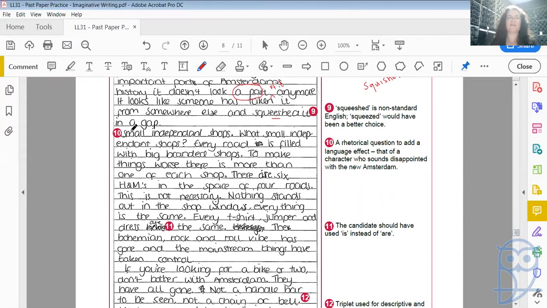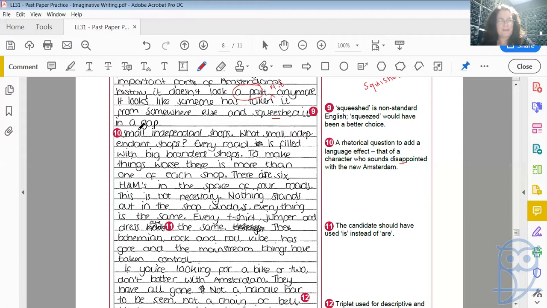This is not a full sentence. Small independent shops. Okay, well, just be a bit more precise here. Is this an incomplete idea that was carrying on from before, or where are we now? So, small independent shops. What small independent shops? Here the examiner liked the second part, a rhetorical question, to add a language effect, that of a character who sounds disappointed with the new Amsterdam.